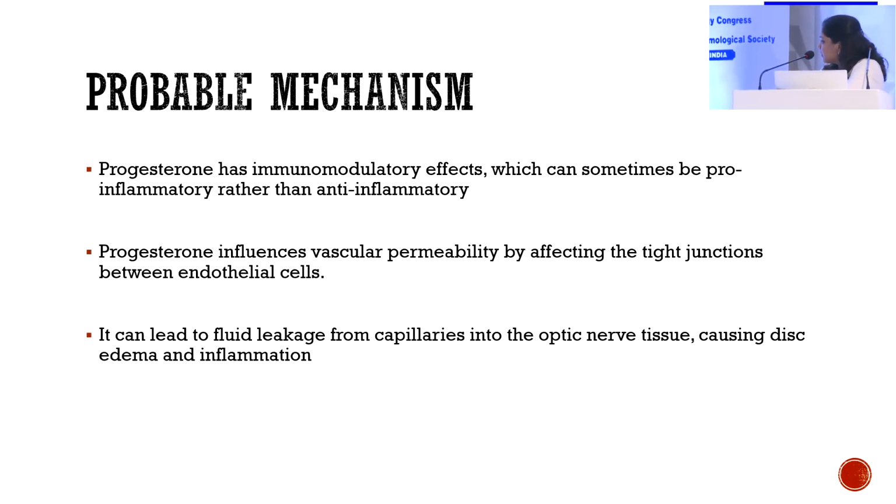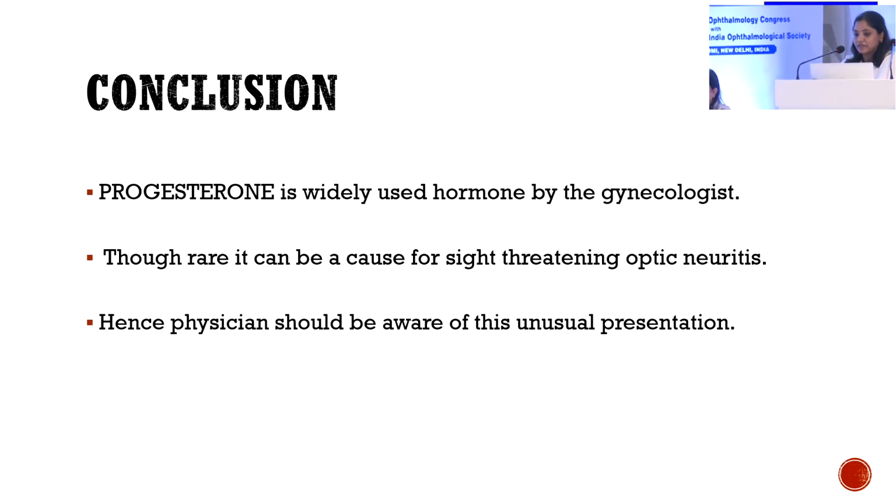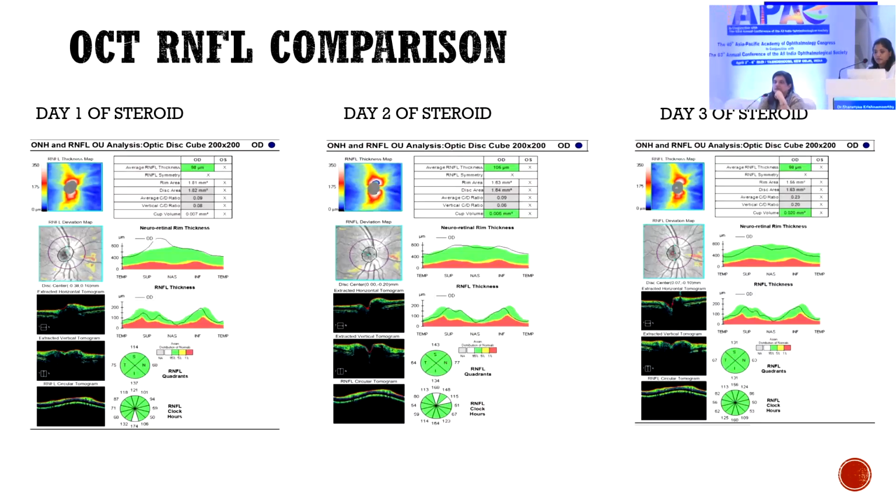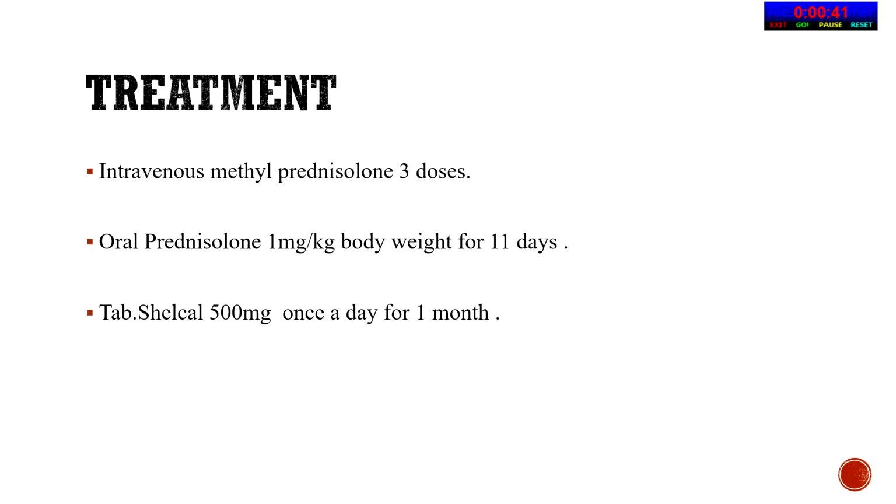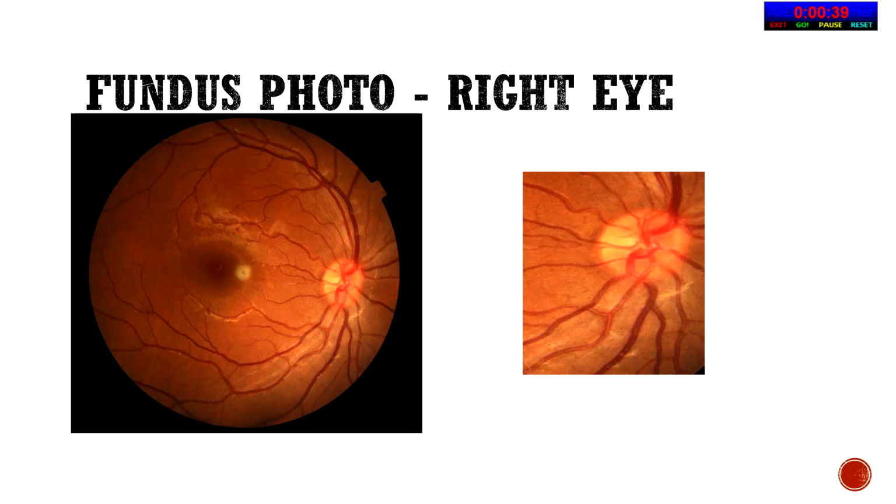What was the other disc looking like? It was normal, sir, actually. Let's go back. I didn't put the other eye, but the other eye was normal. So what do you think would have happened if you decided not to give steroids at all? What's the outcome of this sort of optic neuritis?